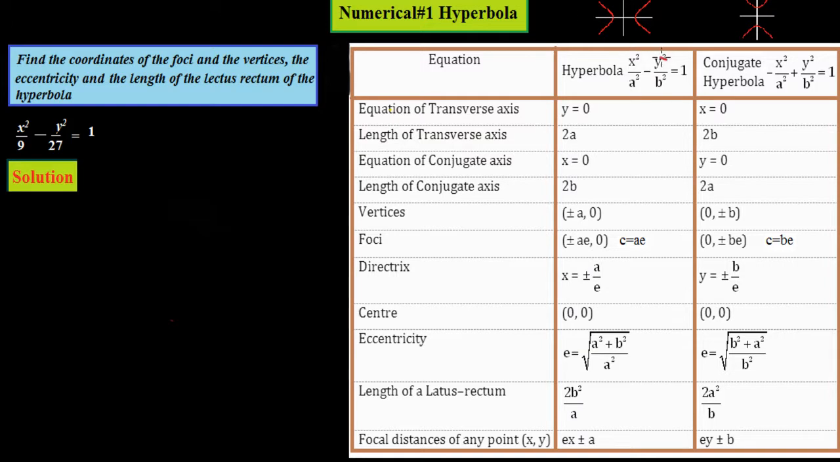We have to compare with this equation. So here we see that a square is equal to 9. So a is equal to 3, and b square is equal to 27. Therefore b is equal to 3 root 3.